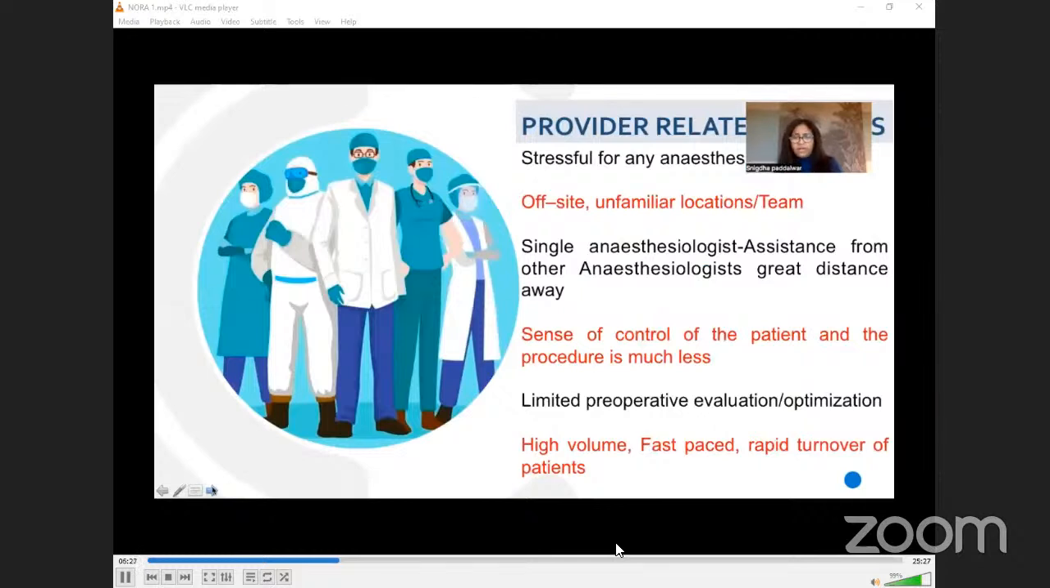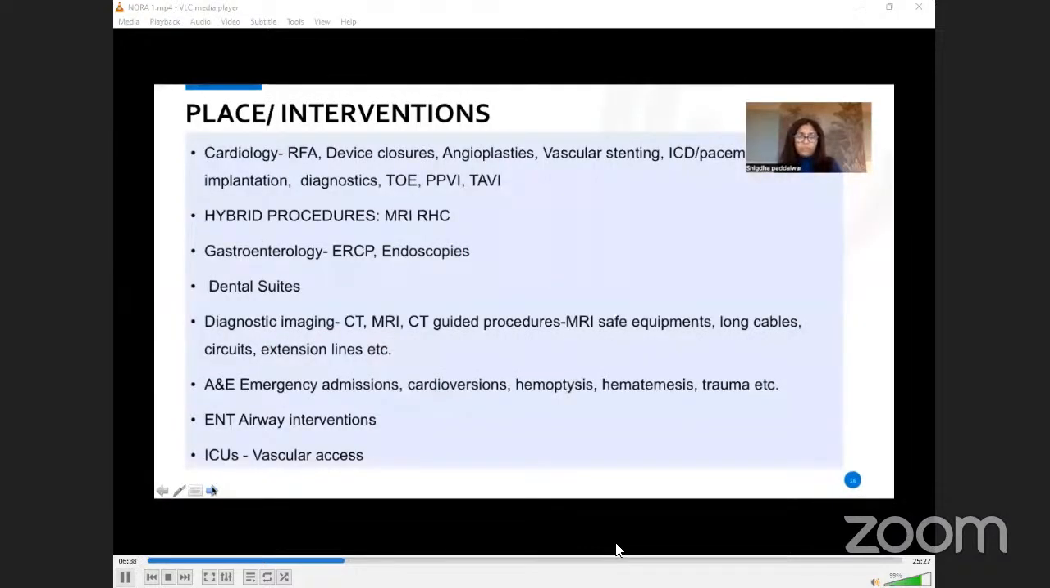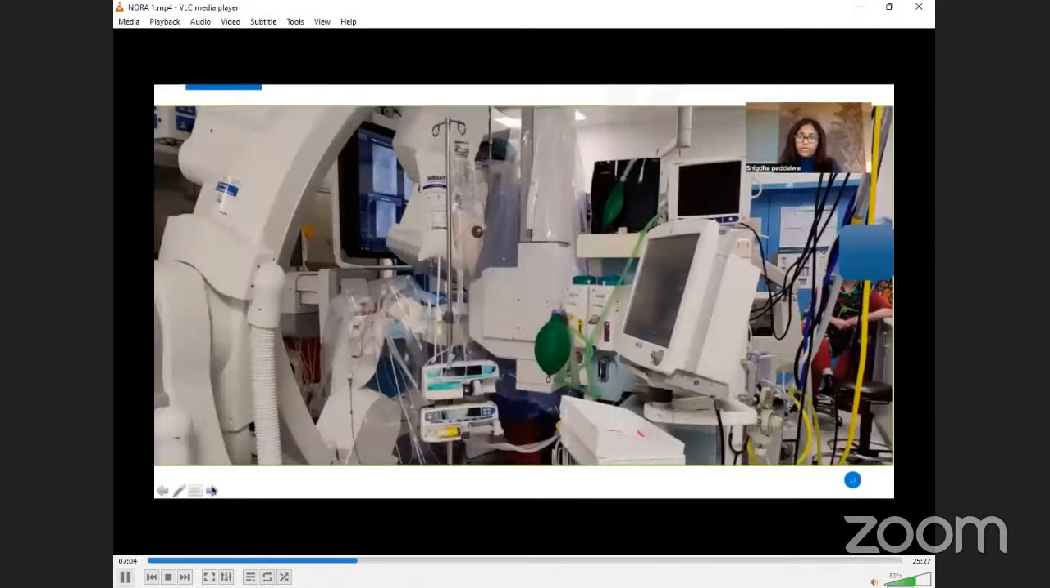Also, these lists are very high volume, fast-paced, with rapid turnover and limited time to optimize and evaluate the patients, and that's why it gives a poor sense of control of the patient and the procedure. We are expected to work in different sectors like cardiology, gastroenterology, dental suites, diagnostic imaging, A&E departments, ICUs, and each of these sites has a peculiar layout, machines, equipment, different kinds of procedures, and we need to be familiar with all of them before we decide to provide anesthesia for cardiac patients in this environment.